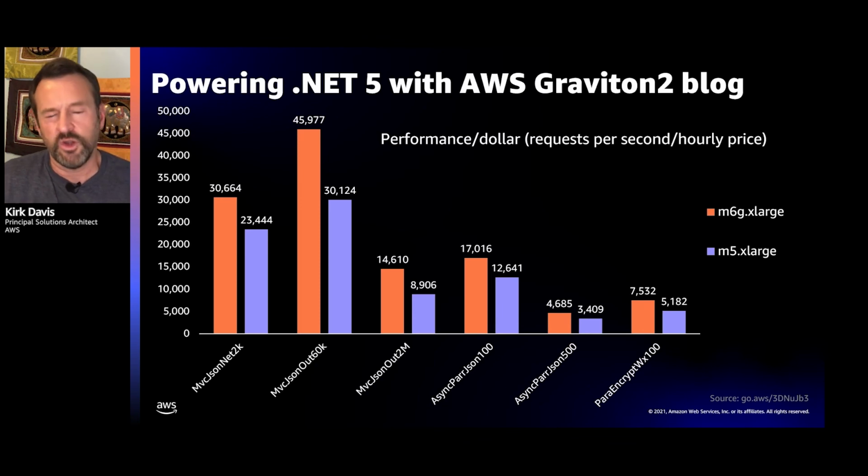The TLDR is that the Graviton2 delivered up to 31% better performance for at least one of those APIs, and it was better across the board just in raw performance.